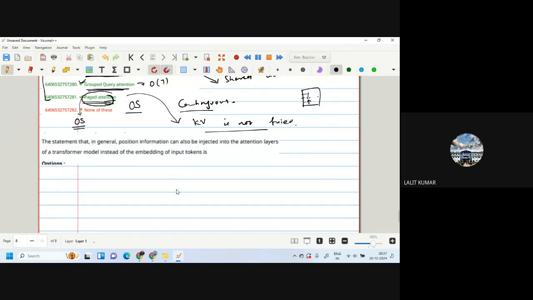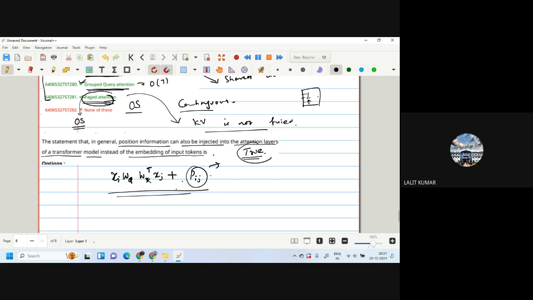The statement that, in general, position information can also be injected into the attention layers of a transformer model instead of the embeddings of the input token is true. We had seen that during the attention computation we inject Pij: Xi times WQ times WK transpose times Xj plus Pij. So we can inject it during the attention score also, and that's why this statement is true.